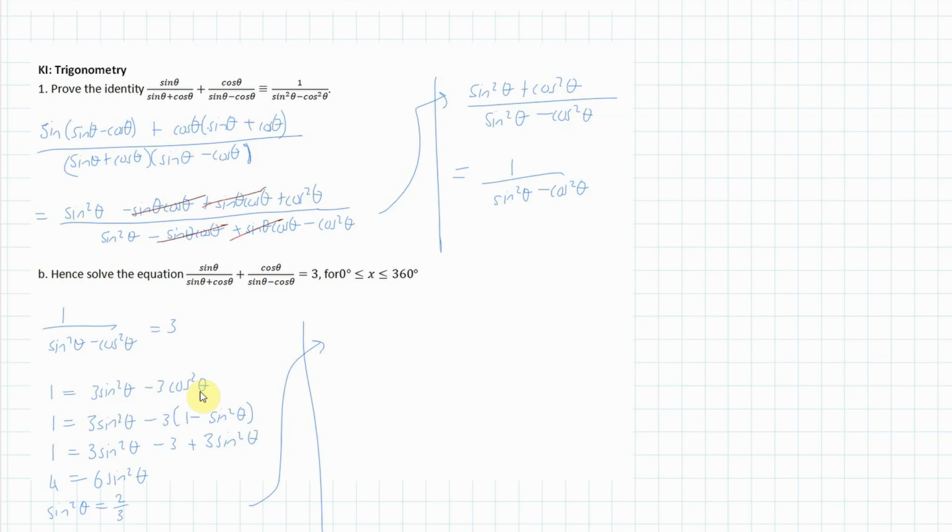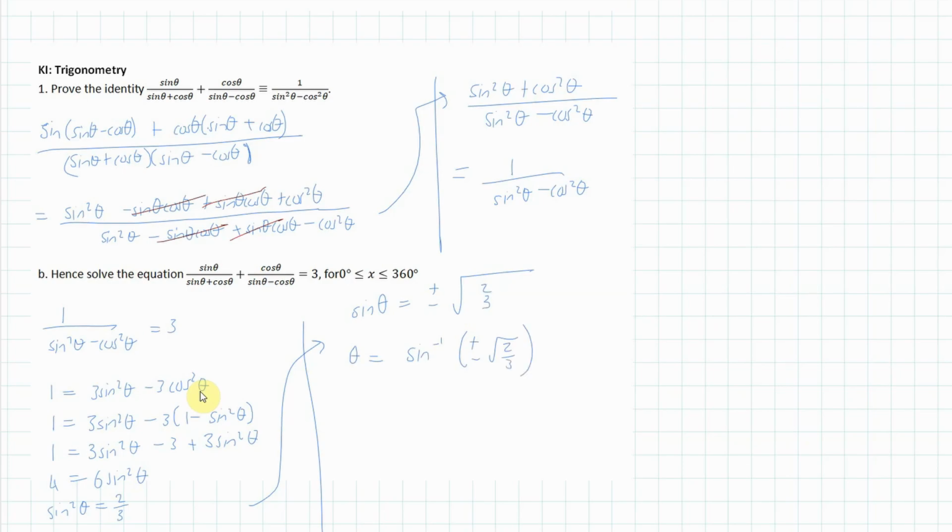Okay. So then I'll take the square root of each side. So sine theta is equal to plus or minus the square root of 2/3. And theta is equal to the inverse sine of plus or minus the square root of 2/3.